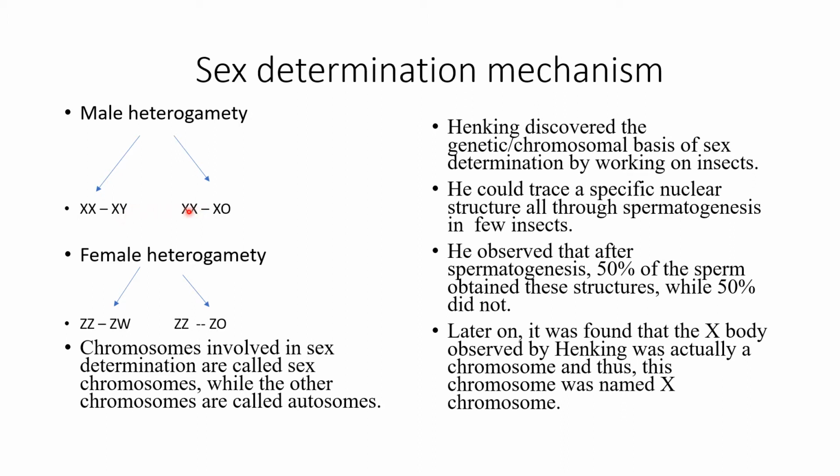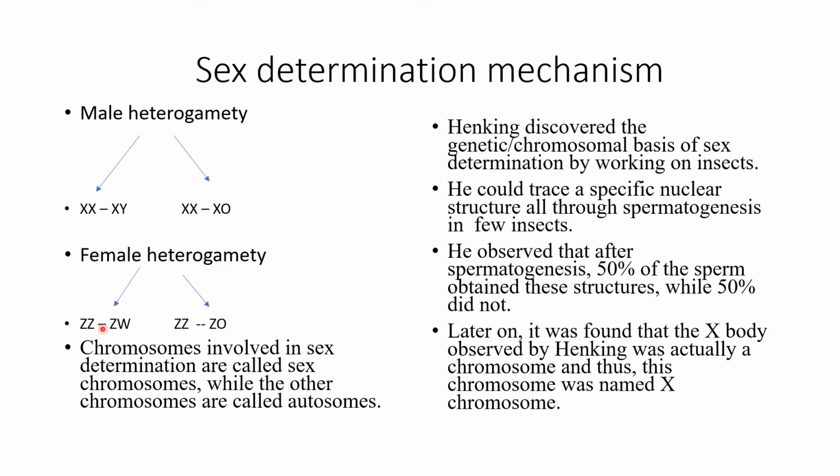Here if you take grasshopper or insects, the female is XX, the male is X0. So two different gametes are produced: the gamete sperm with X, and the other gamete without X. Okay, second type, female heterogamety. So here the male is homogametic, female is heterogametic.